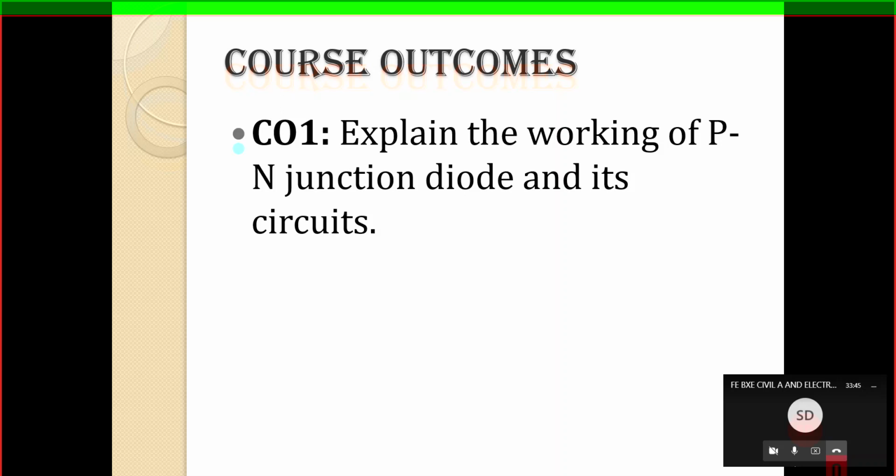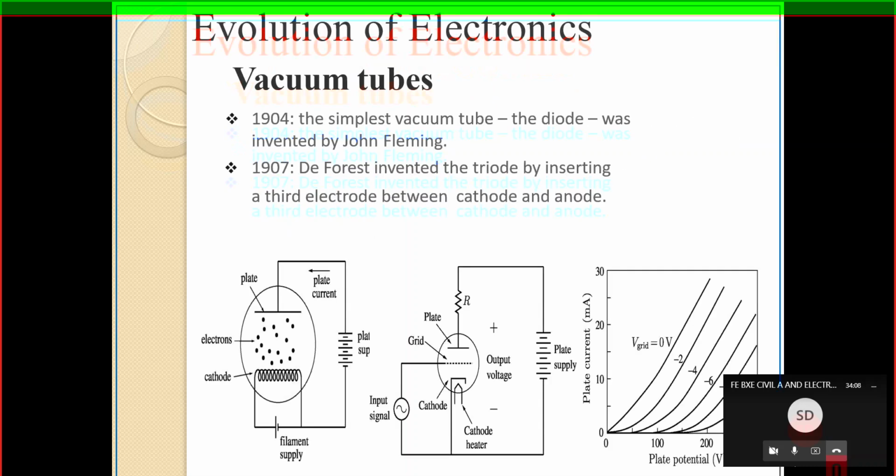The next are the course outcomes. In the first unit we will learn the PN junction diode, like a simple diode, laser diode, LCD, LED diode, and its circuit implementation using p-type intrinsic semiconductor as well as n-type intrinsic semiconductor. In a previous session we already discussed the evolution of electronics and the vacuum tubes.